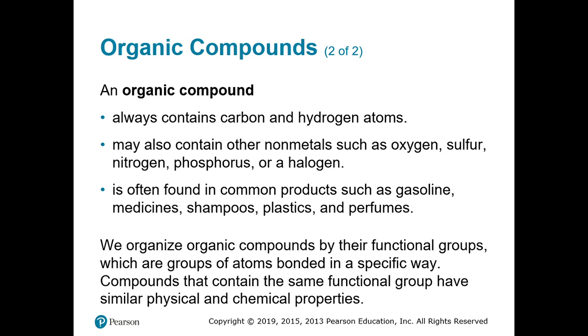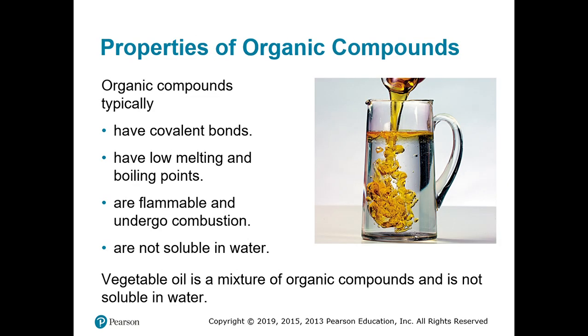Depending on what functional group the organic compound has, we can classify or organize them. We can also classify them based on what type of bonds they have. Some properties of organic compounds are they have covalent bonds, they have low melting and boiling points, they are flammable, and they undergo combustion. They are not soluble in water. Vegetable oil or cooking oil is a mixture of different organic compounds, and if you try to pour vegetable oil into water, you will see that it does not dissolve.